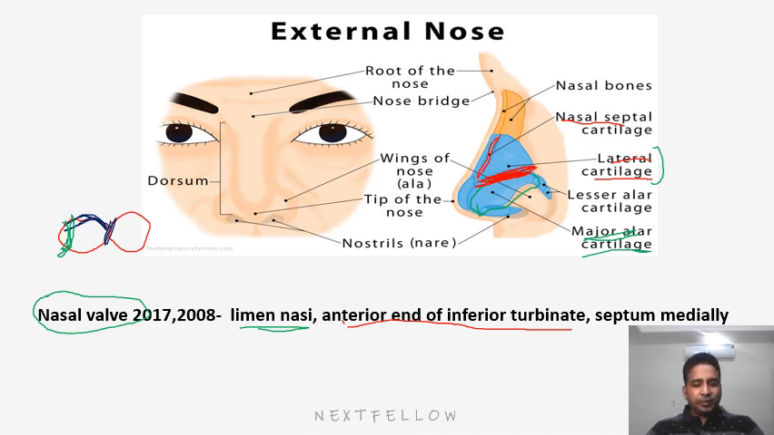So this area, I'll mark in yellow color. This area is my nasal valve area, which is the narrowest area. When we inhale air, it should pass through the nasal valve. Suppose in cases of inferior turbinate hypertrophy, or if there is any septum deviation obscuring the nasal valve area, the patient will have difficulty in breathing. He will present with the complaint of nasal blockage. I hope you understood.